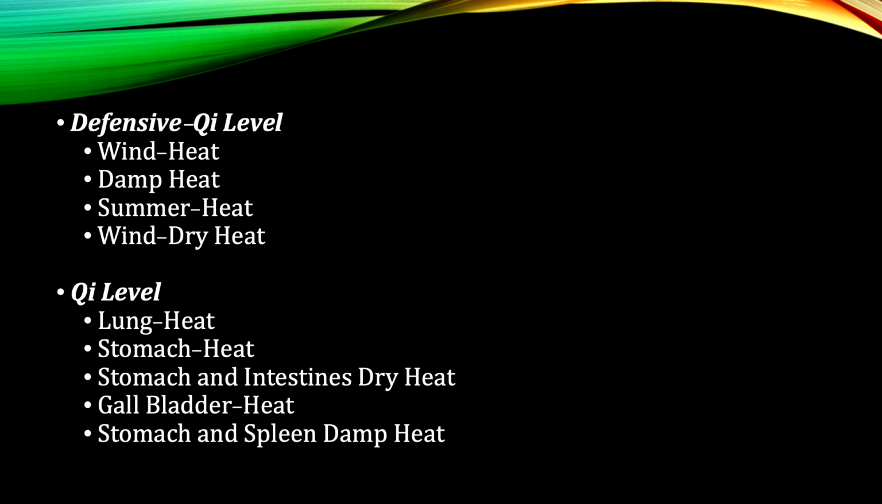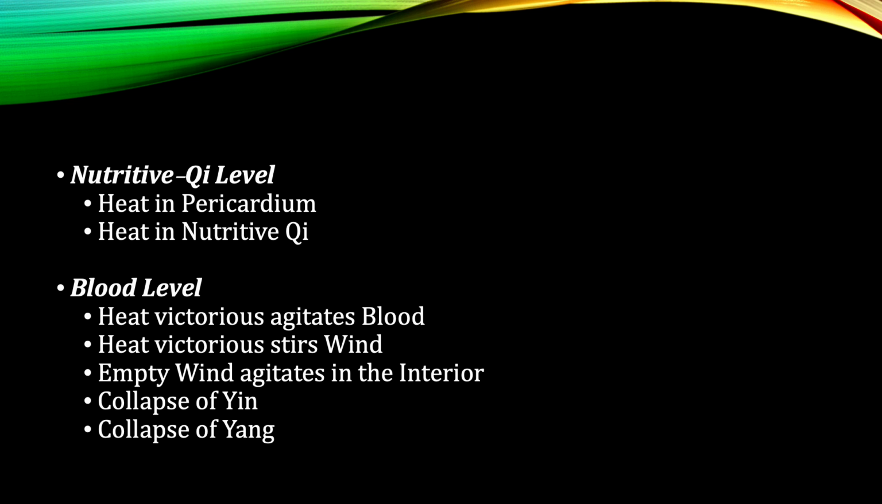Under the defensive Qi level, we have wind heat, damp heat, summer heat, and wind dry heat. For Qi level: lung heat, stomach and intestines dry heat, gallbladder heat, stomach and spleen damp heat. Nutritive Qi level: heat in pericardium, heat in nutritive Qi. And finally, for the blood level: heat victorious agitates blood, heat victorious stirs wind, empty wind agitates in the interior, collapse of yin, collapse of yang.